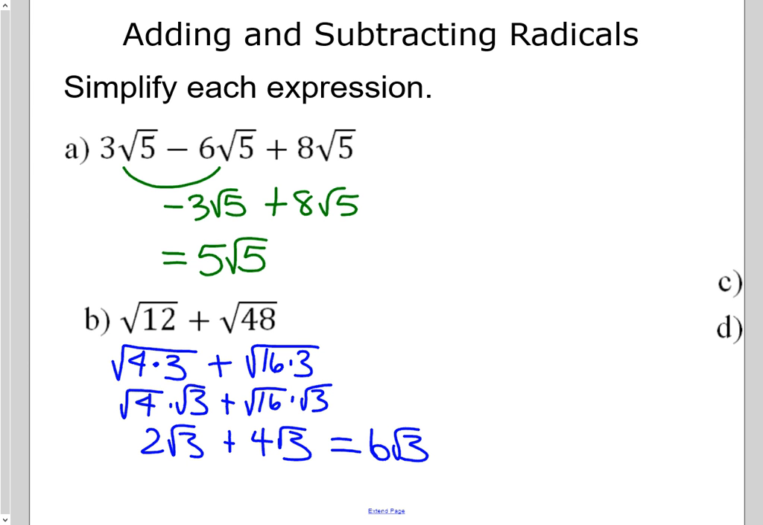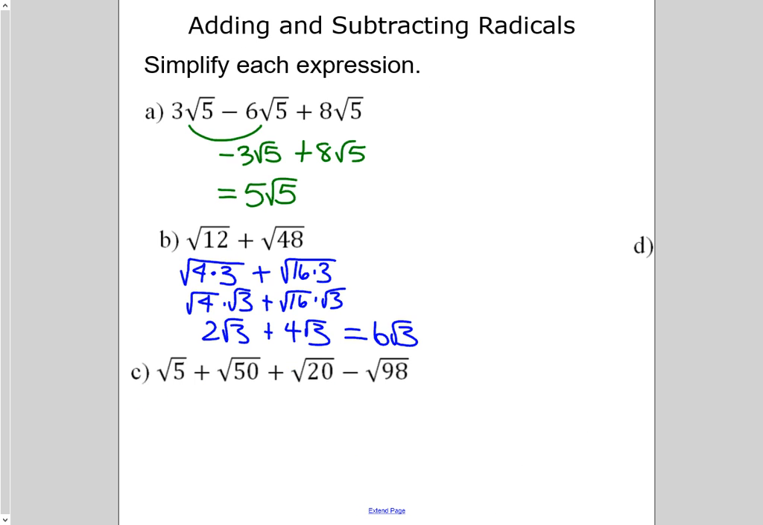So if you notice that your radicals are not the same, so you can't add or subtract them, try to simplify them first. Change them to mixed radicals, and then from there, see what you can put together. Oh, this one's a big long one, so I guess I'll put this down here at the bottom and move my board up.